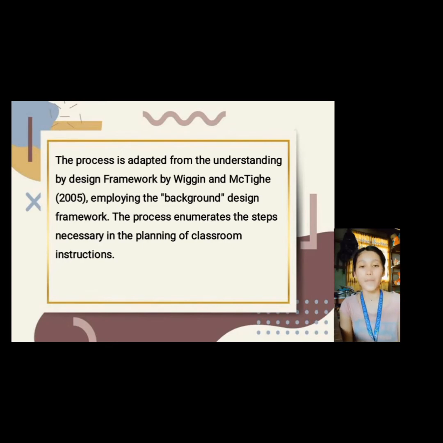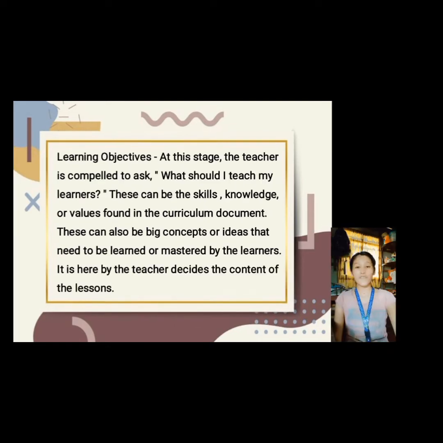So this instructional planning cycle was adapted from the Understanding by Design framework of Wiggins and McTighe, and it is applied in classroom instruction. First is the learning objectives. At this stage, the teacher is compelled to ask, what should I teach my learners?